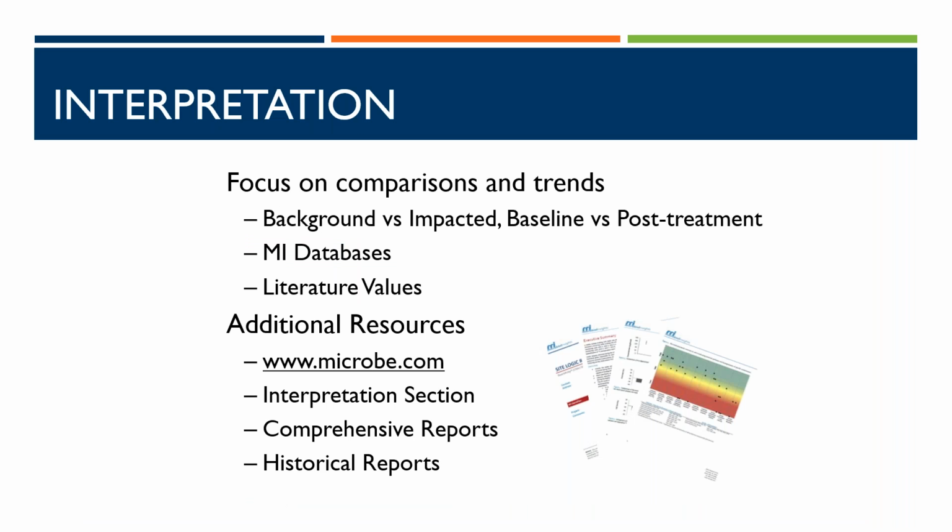So when it comes down to interpretation, we have a lot of different resources. We, again, want to look at different trends and comparisons within our data, and that goes back all the way to the sampling strategy, determining background versus impacted, baseline versus post-treatment, and then trends over time, for example. We also have our MI databases that we've put a lot of time and care into to help you out more, and those databases include both real-world field samples as well as literature values in the case of CSIA. But on top of this, we also have a number of additional resources, different reports that we offer, interpretation sections of the reports themselves. Then, of course, our website, aside from the actual resource links, has a lot of information within it that explains what each of our gene targets is and different ways to utilize the data that's given to you.